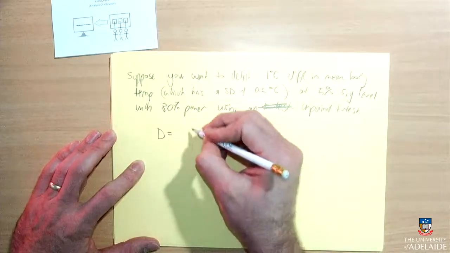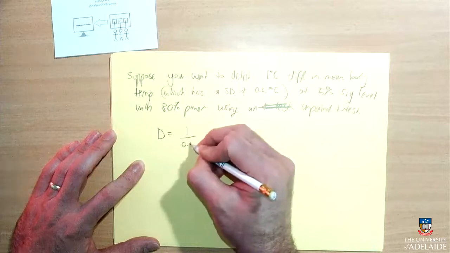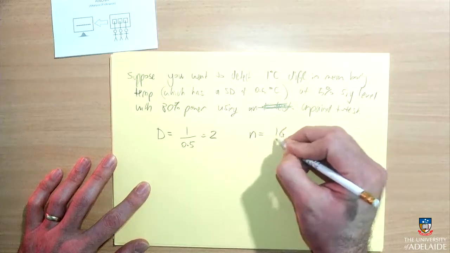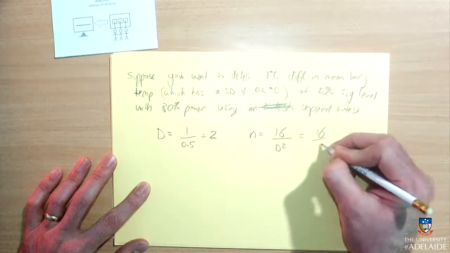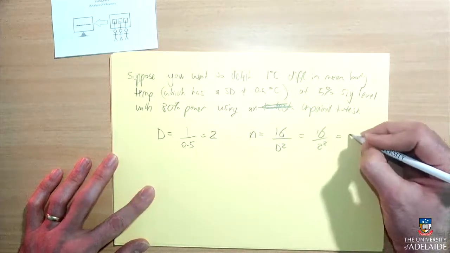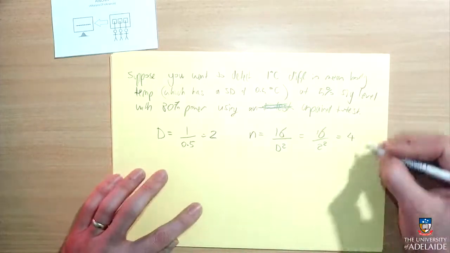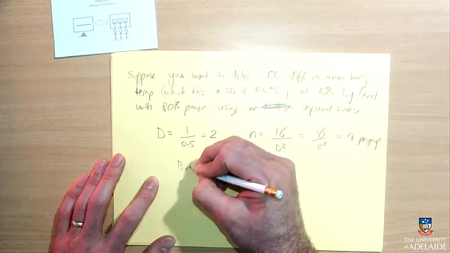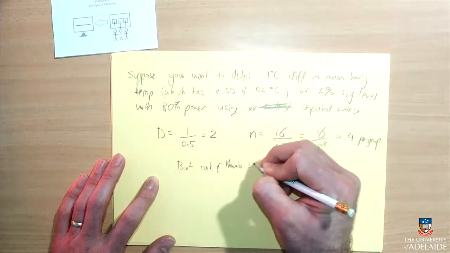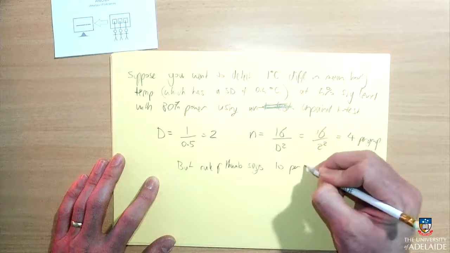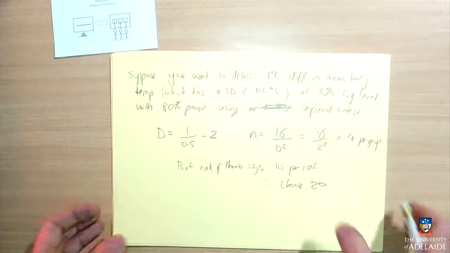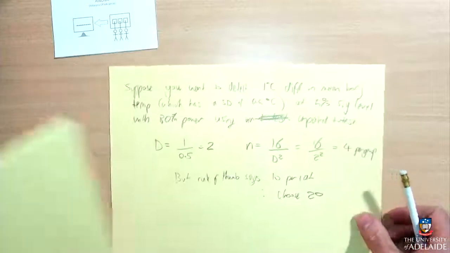The standardized difference is the difference that you're looking for divided by the standard deviation, so in our case that comes out to 2, and the sample size per group you need is 16 divided by the d squared, which is 16 divided by 2 squared, which is 16 divided by 4, which is 4 per group. But no one will believe you if you need 4 per group, and so you are going to then say, the rule of thumb says 10 per category, and so therefore choose 20 for the sample size. Okay? All right, so that's an example.